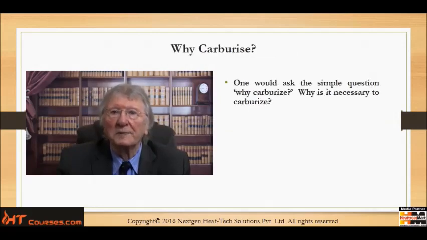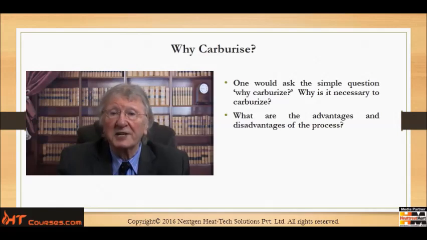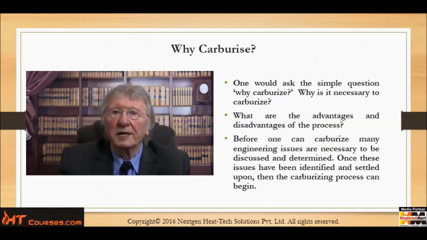One would ask the simple question, why carburize? Why is it necessary to carburize? What are the advantages of the carburizing process? Before one can carburize, many engineering issues are necessary to be discussed and determined. Once these issues have been identified and settled upon, then the carburizing process can begin.